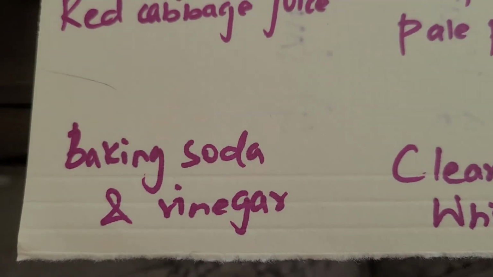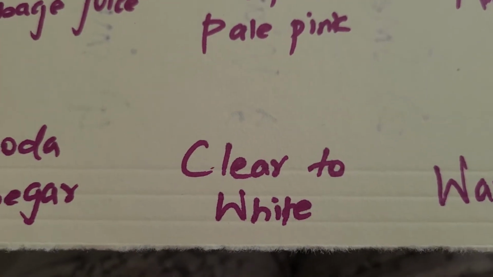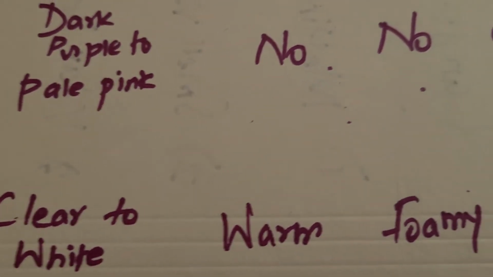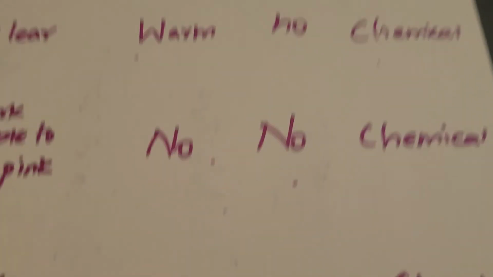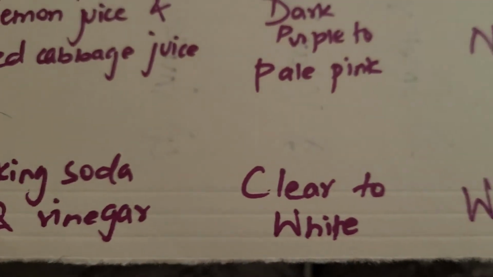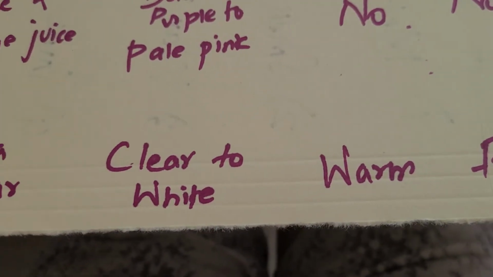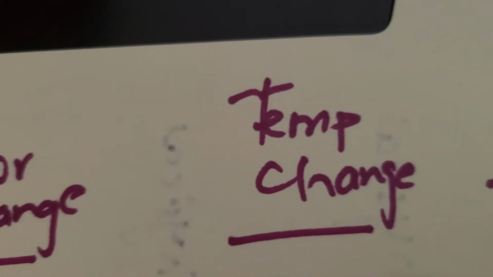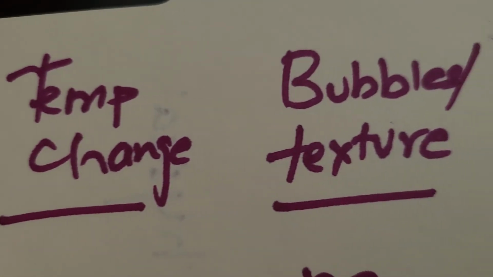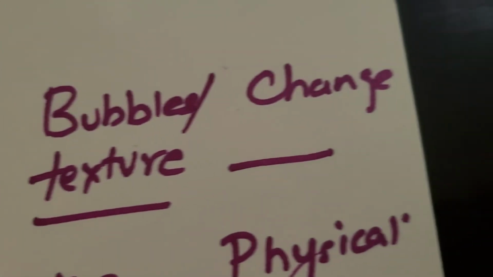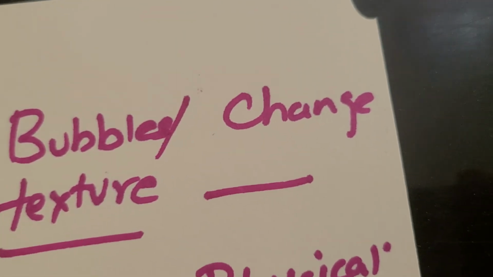Baking soda and vinegar. This is the example we went through. This is clear to white. Color change. The temperature becomes warm, and the bubbles and texture is foamy, and that's the reason it's a chemical change. So in this case, there is a change in every factor that we are looking at. So you need to make a chart like this about what the mixture is. Is there a color change? Is there a temperature change? Is there a texture change? And if there is a change in one of them, then it'll be a chemical change. Otherwise, it's physical.